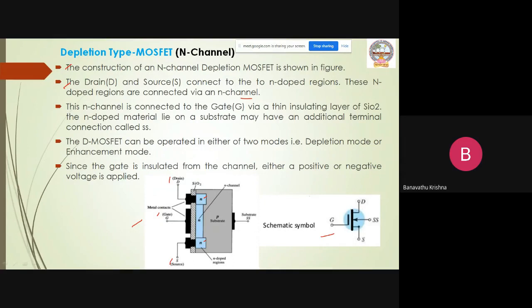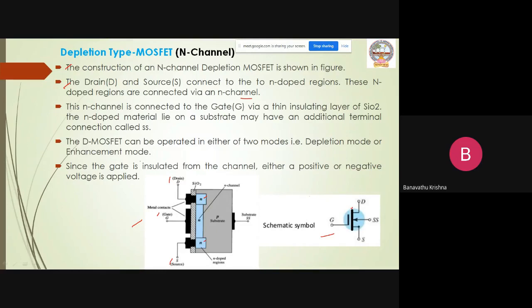So this black strip represents the channel here. This vertical thick line represents a depletion mode device. And one more thing here: the arrow mark is pointing inside. The arrow mark indicates the N channel, and this thick line represents the depletion region. So this is the N-channel depletion mode metal oxide field effect transistor.